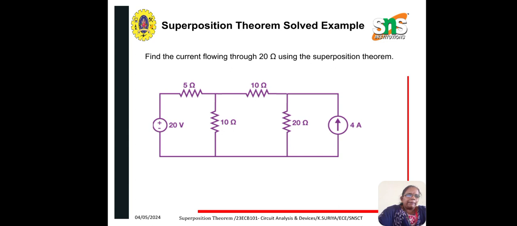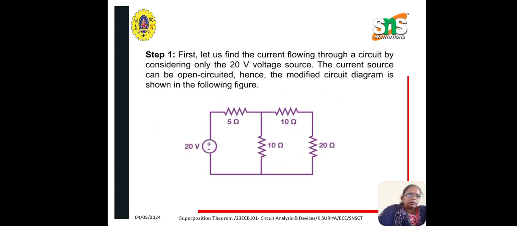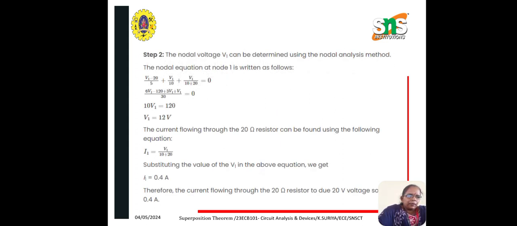So let us see an example. In this given circuit, find the current flowing through the 20 ohm resistor using the superposition theorem. So first we have to consider any one source. Here we are considering only the voltage source and we are removing the current source. So the current source will be open circuited and the circuit will be as shown here. So we have to find the voltage using the nodal analysis method.